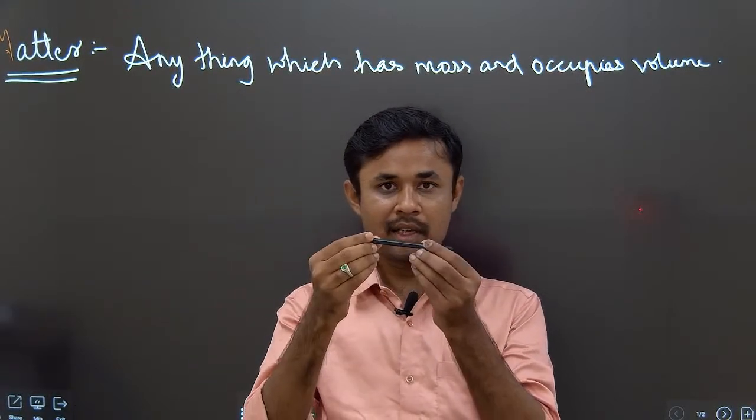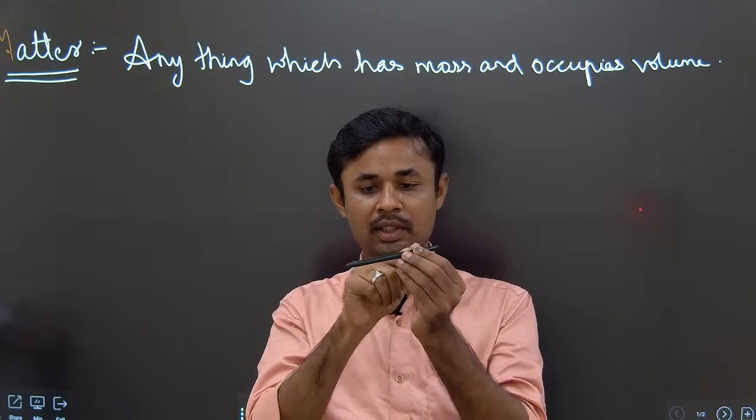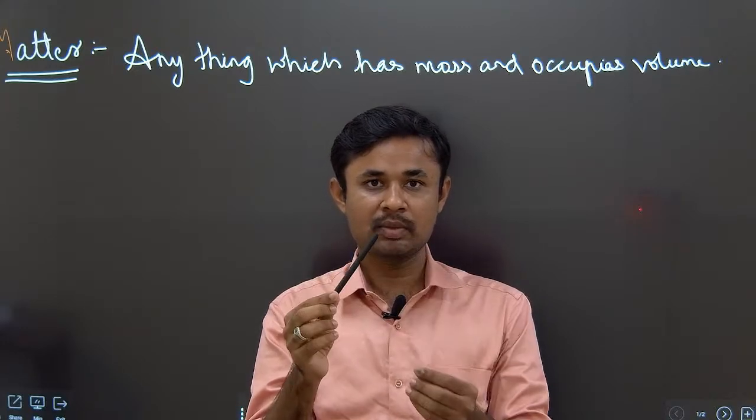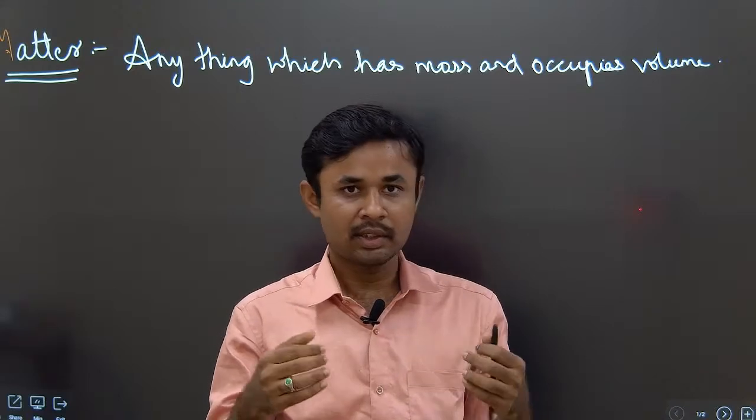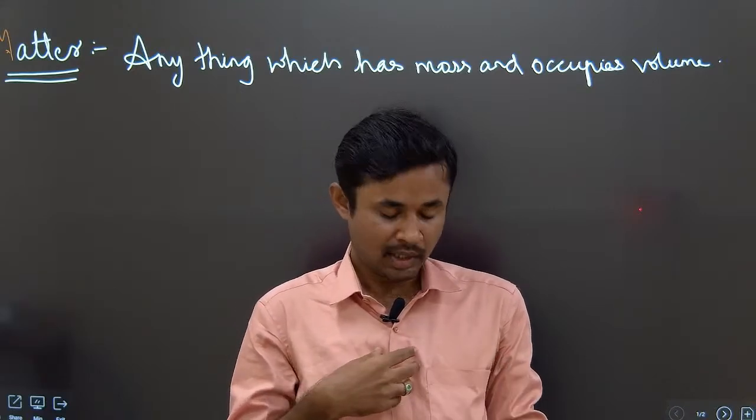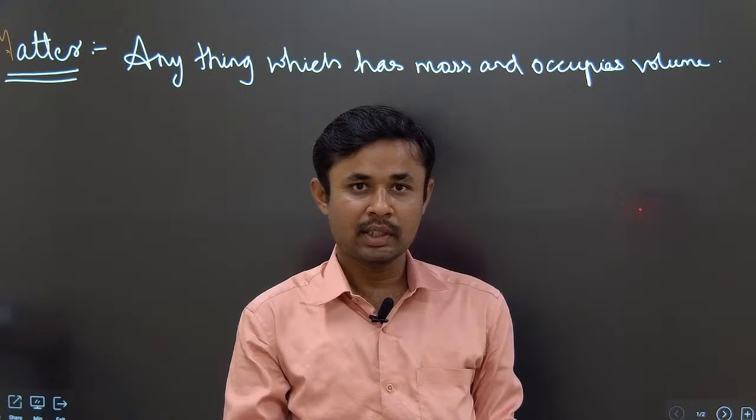Now let us consider this pen. We can see it has a mass, and we can also see it is occupying some space, so it is said to be a matter. Now if you consider human beings, we are also matter, as we have mass and we are occupying some space.